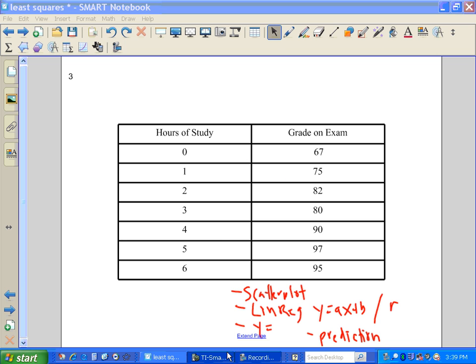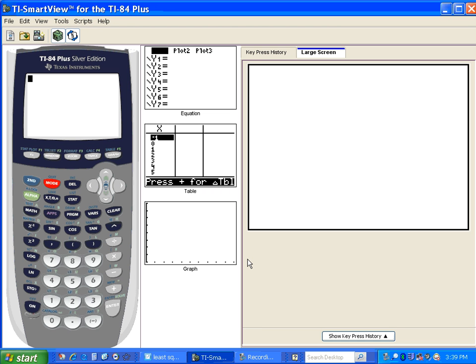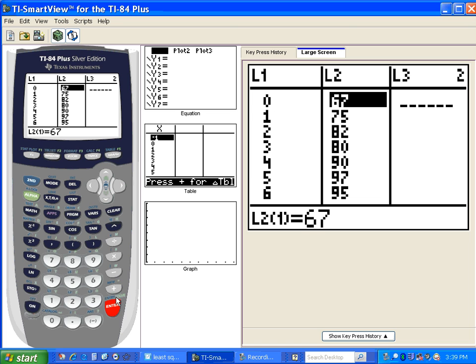So if we go to look at the calculator, the tech tip that you received for Pearson's correlation coefficient will enable you to do linear regression. It's the same tech tip. I have taken the data, the hours of study and the grade on exam data, and entered it into the stat edit lists. And so the first thing we're going to do is make a scatter plot.